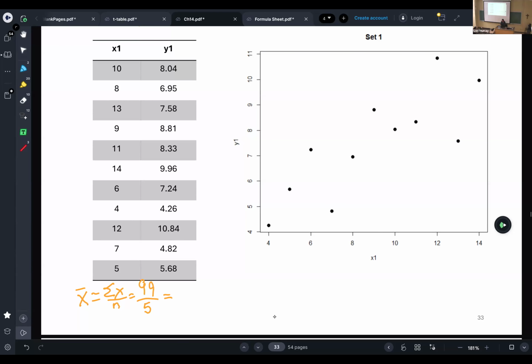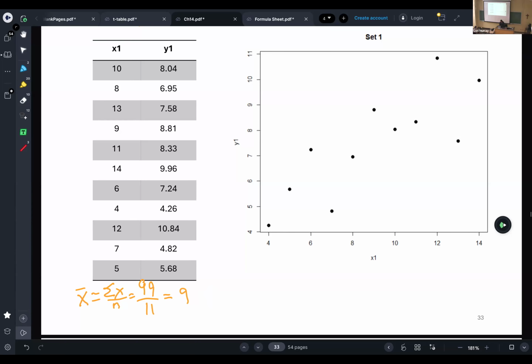Okay, 99 divided by 5 is 19.8. So why did we divide by 5? Oh, I'm still thinking of the old example. It's divide by what? 11. Good. And we get our number that matches my lecture notes, 9.